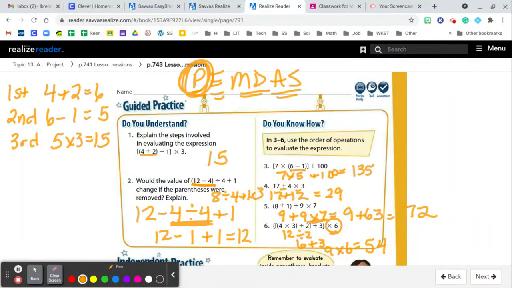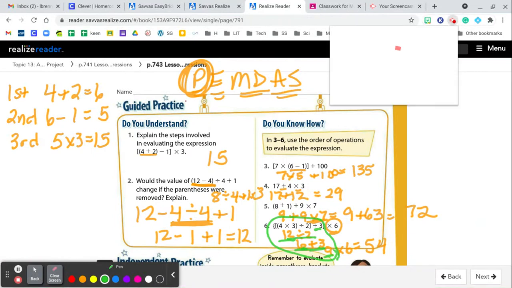Number 6 has all of them. So the first thing you do is 4 times 3 is 12. Then you do 12 divided by 2 is 6. Then you do 6 plus 3 is 9. So that is solving inside first. There you go.